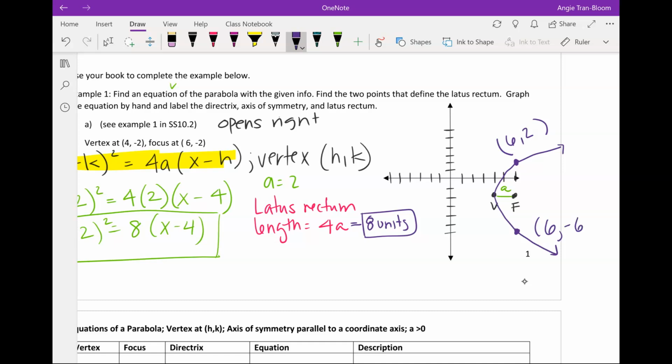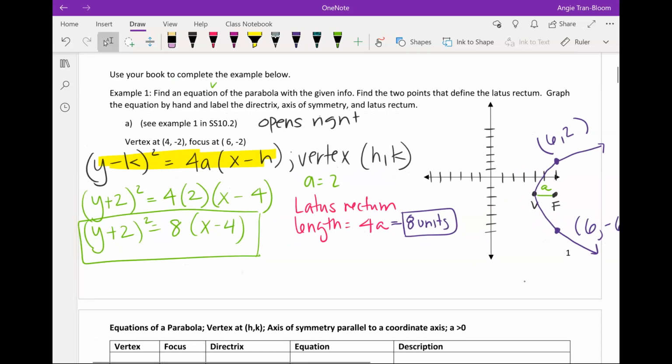Okay. So if you see the pattern, isn't the x value the same as the focus x coordinate? Then all you do is add 4 or -4 to the y coordinate. That's how we get the 2 latus rectum coordinates.